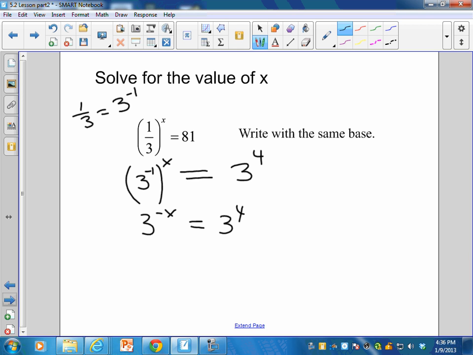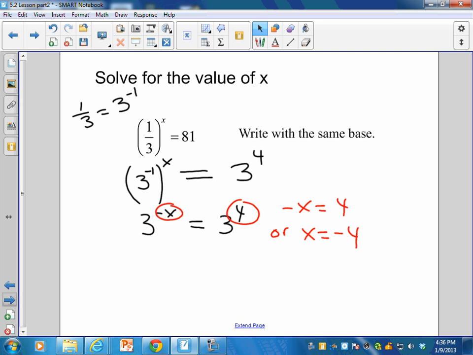So then these two exponents have to be equal, since I've got them to the same base. So -x equals 4, or x equals -4. Remember, when you have a negative exponent, it's like dividing. So if I divide by 1/3 four times, I'm going to come up with 81.